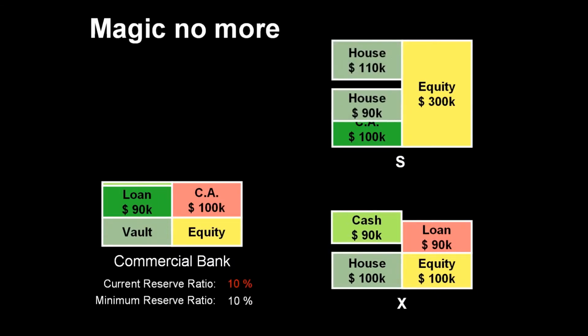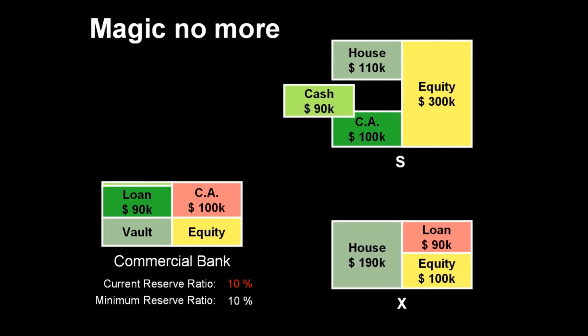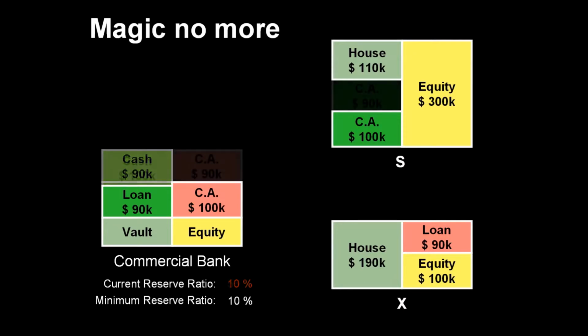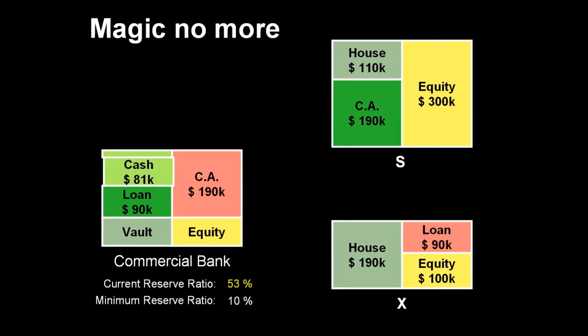Now, X could use the $90K to buy another part of S's house. Again, S could put the cash in the bank. With the bank's reserve ratio climbing back to 53%, it has enough reserves to make another loan of $81,000 to X.